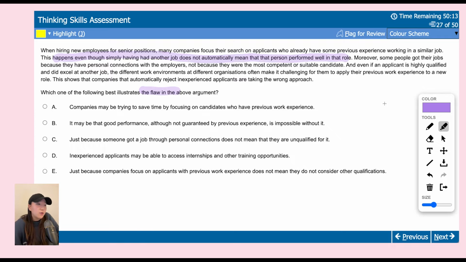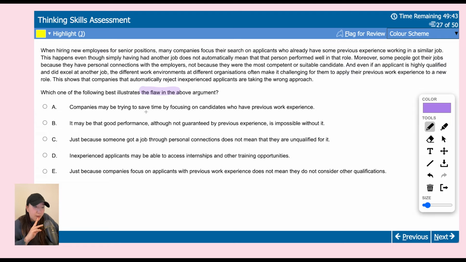I mean, fair point, but also what if it does in fact help? They're saying, and we can read through to the conclusion, this shows that companies that automatically reject inexperienced applicants are taking the wrong approach. You could say that, but also maybe think about the fact that there could still be a link. It doesn't mean that because one is true the other can't be true. There could still be that connection. And then let's look through the options.